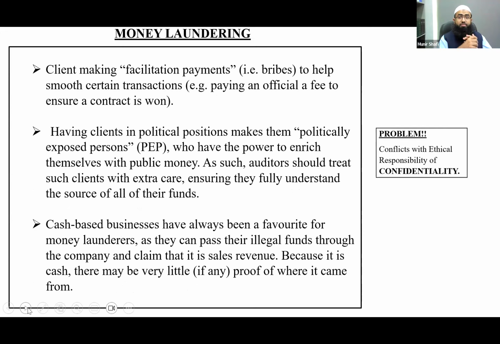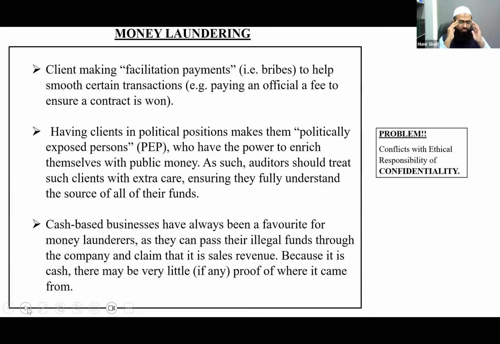Client making facilitation payments, making bribe payments. This is an indication that the client is laundering money, because from where they are paying the bribe amount, they might have lots of black money in place as well. Or they are using this grease money to facilitate the process, which is wrong.